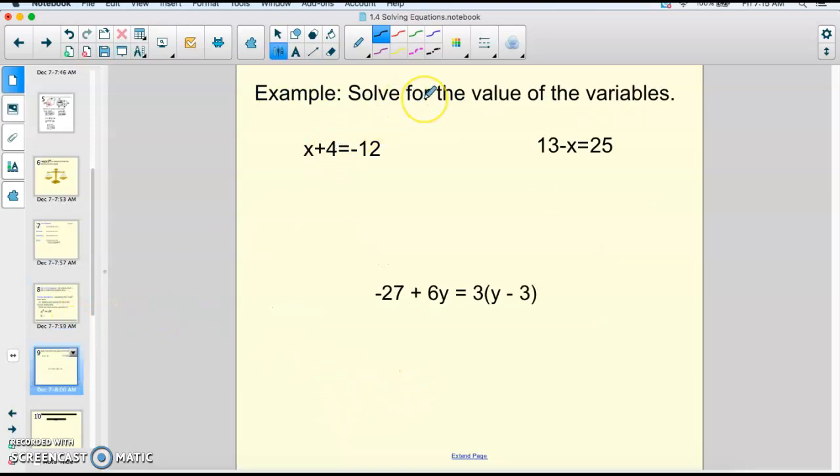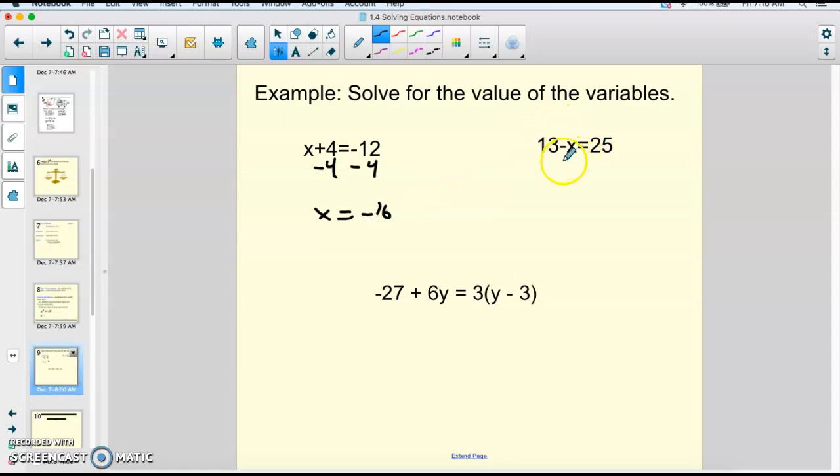All right, so solve the value of these variables. This should be pretty easy. Review from yesterday at least. Here we're going to subtract 4, right? Subtract 4. Now be careful because x does not equal negative 8. It actually equals negative 16.